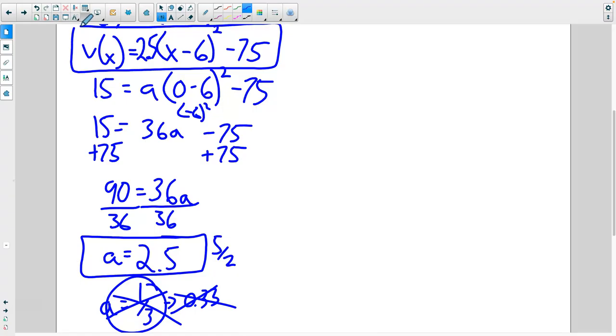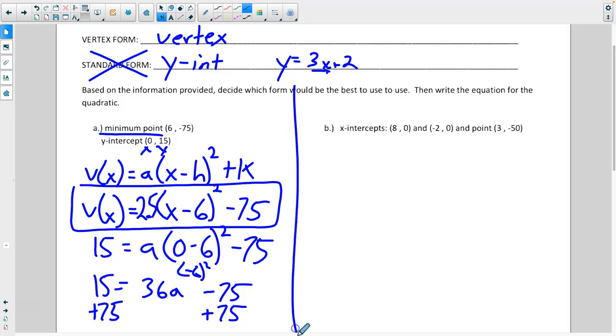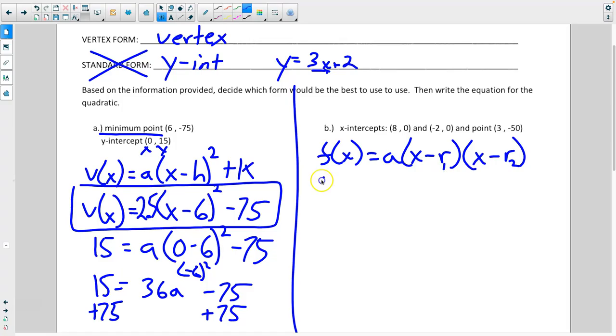And we're going to take a look at letter B. What form should I use? Which formula do I start with? Factored form. So I'm going to write that down. Okay, you tell me, what do I plug in? So I'm going to have f of x is equal to a parenthesis, going to backtrack. So this would be my x-intercept, but what would be the factor?